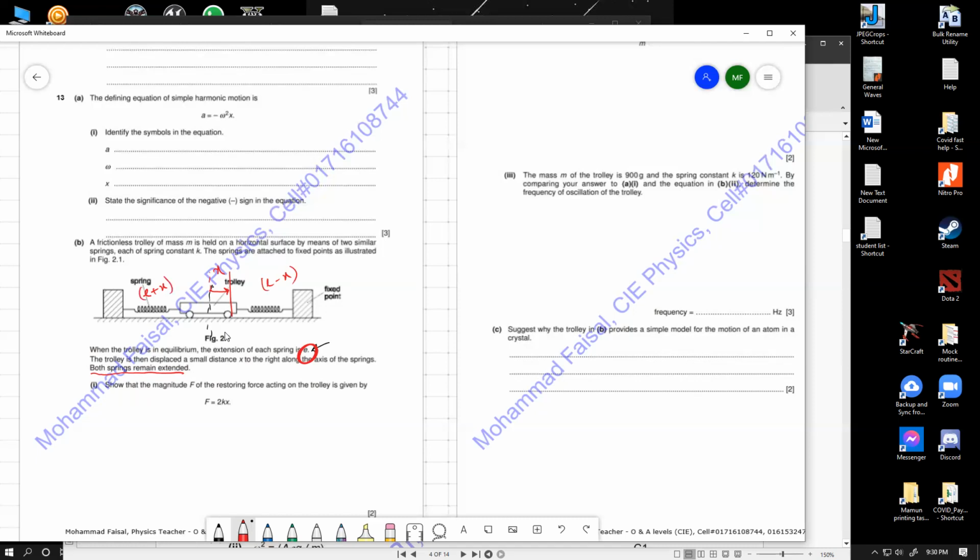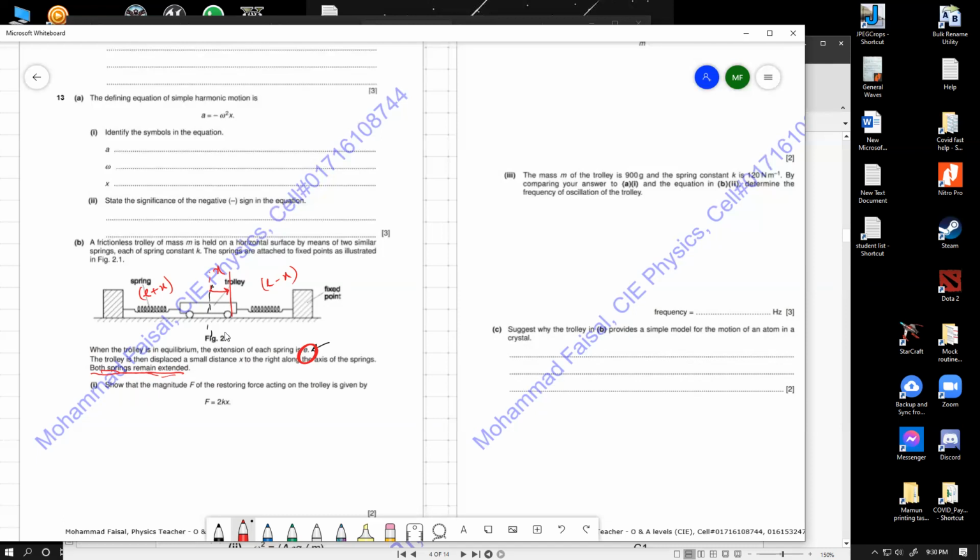So do you understand the idea of this? Do you understand the concept of this thing? That both springs remain extended means that the initial displacement, or maybe the amplitude of the motion, would be somewhat less than the original extension of the spring, which means the spring is still taut and trying to become shorter.